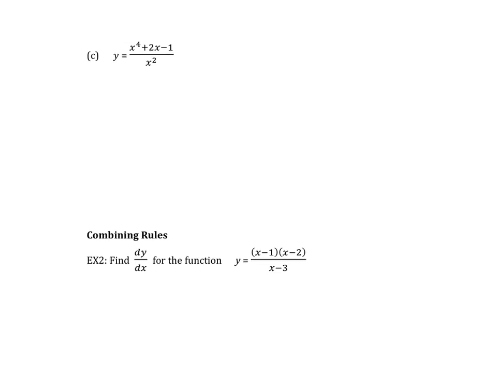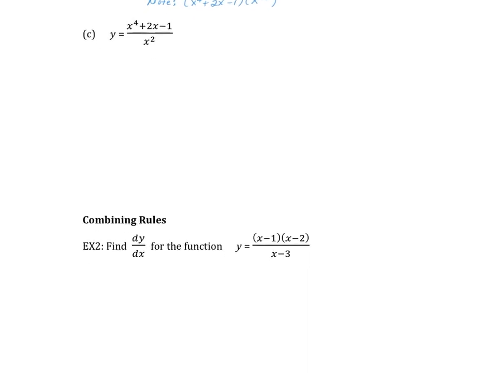In part C, this is the quotient rule. However, notice that in the denominator I just have an x squared. So if you would like, you can also use the product rule, because this is the same as x to the 4th plus 2x minus 1 in parentheses times x to the negative 2 if I were to bring that x squared up. So you can use the product rule here as well. I'm just going to go ahead and use the quotient rule.